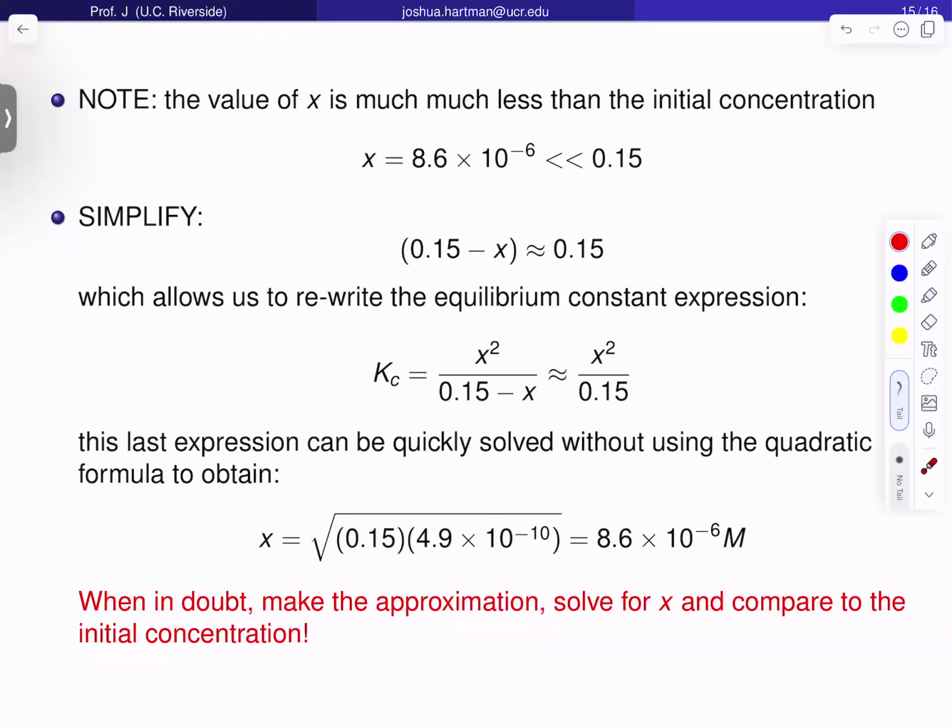And so in our next video, we're going to look at some examples to explore those scenarios where you can use these small x approximations effectively. And your homework will explore these in more detail as well.